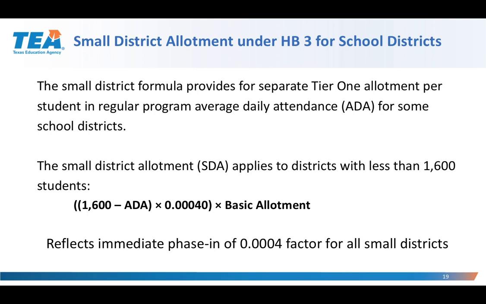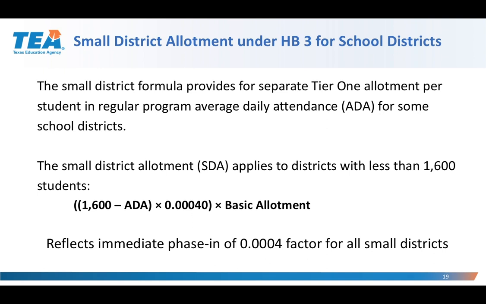The small district allotment, or the SDA, is applicable to school districts with fewer than 1,600 students, and as shown in the formula, results in varying levels of funding depending on the number of students in the district. As I mentioned earlier, there is now no difference in funding based upon square miles, and all small districts above or below 300 square miles receive a funding factor of 0.0004. There is, however, one nuance to the small district allotment.